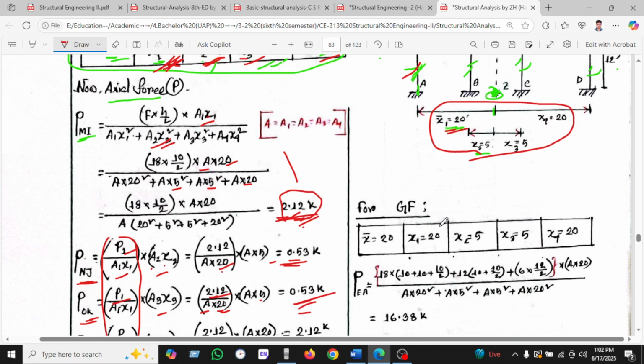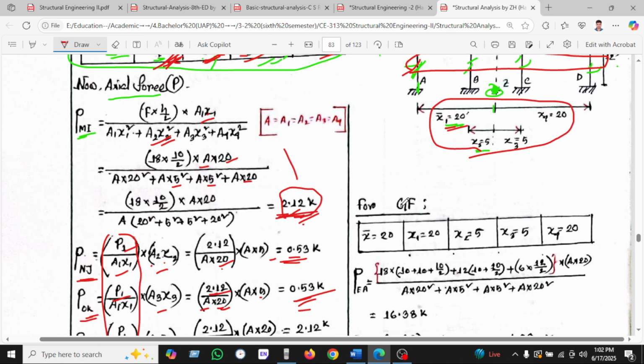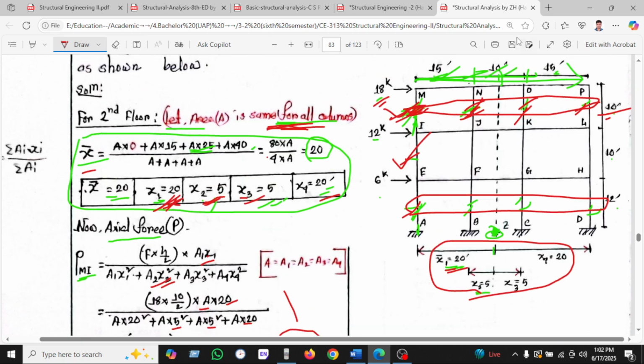Okay, so let's see the last one, the ground floor. In the same way you can calculate the CG, then X1, X2, X3, X4 for this building, as we have found previously.